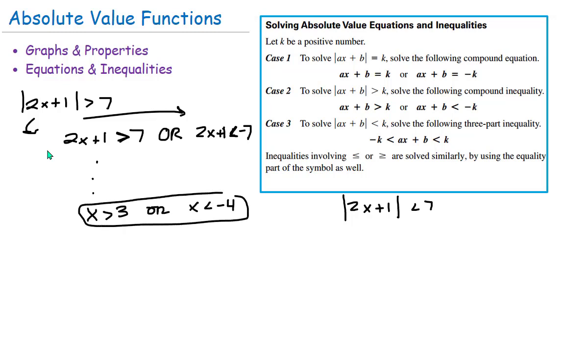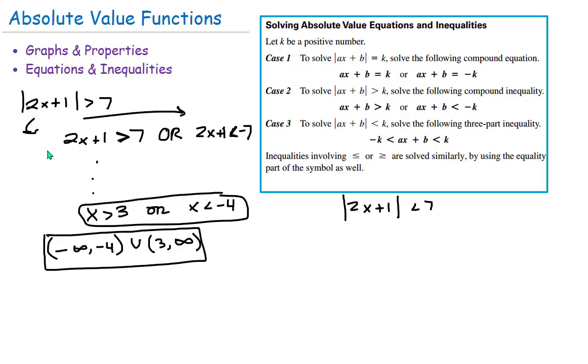We would write it usually in interval notation, so we would say that anything from negative infinity until negative 4, and then anything 3 or more, so anything from 3 to infinity. If we plug in any values in these intervals into our inequality, it will be greater than 7. It will satisfy the inequality.